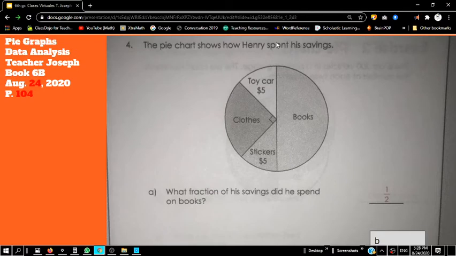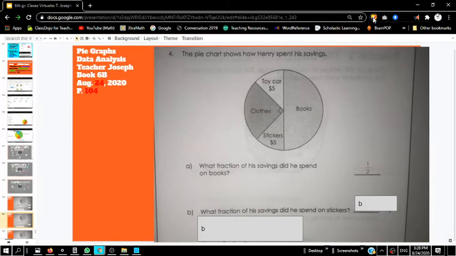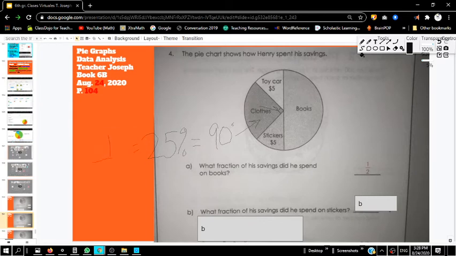Let me show you that on the screen just so that you can understand this concept a little bit better. When we look at this portion of the graph, it shows us a 90-degree angle, which is right here. 90 degrees is the same thing as 25%, which is the same thing as 1/4. So this portion right here is 1/4.